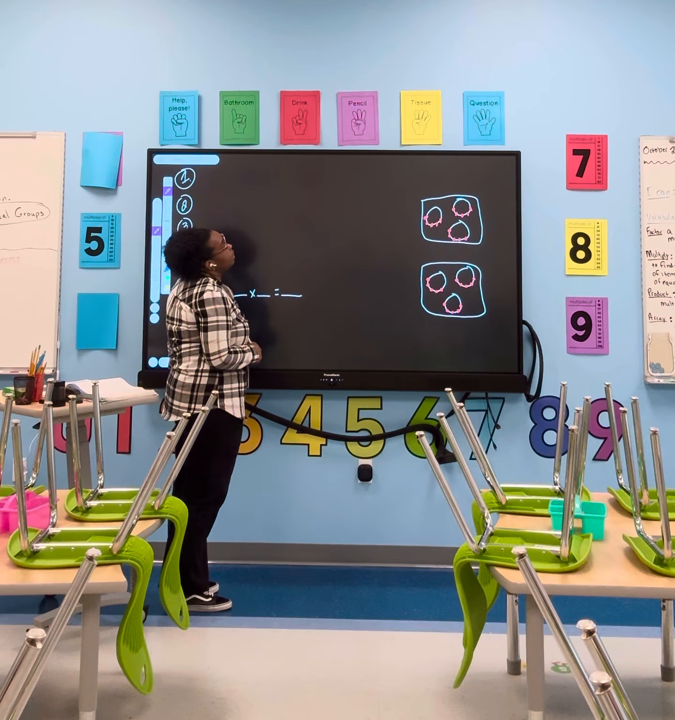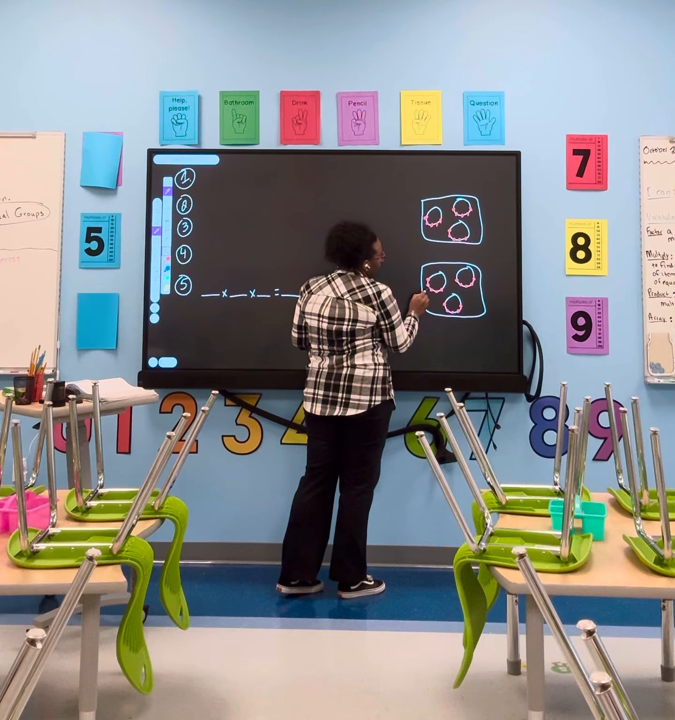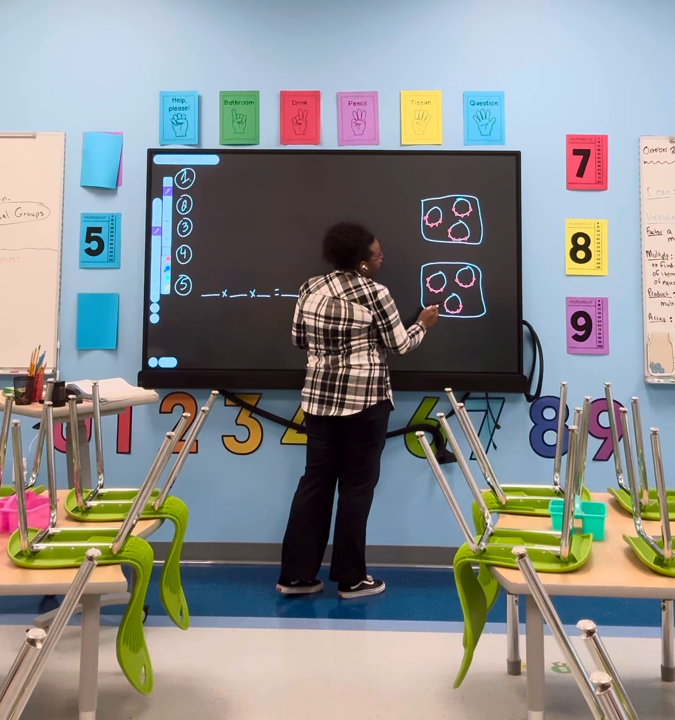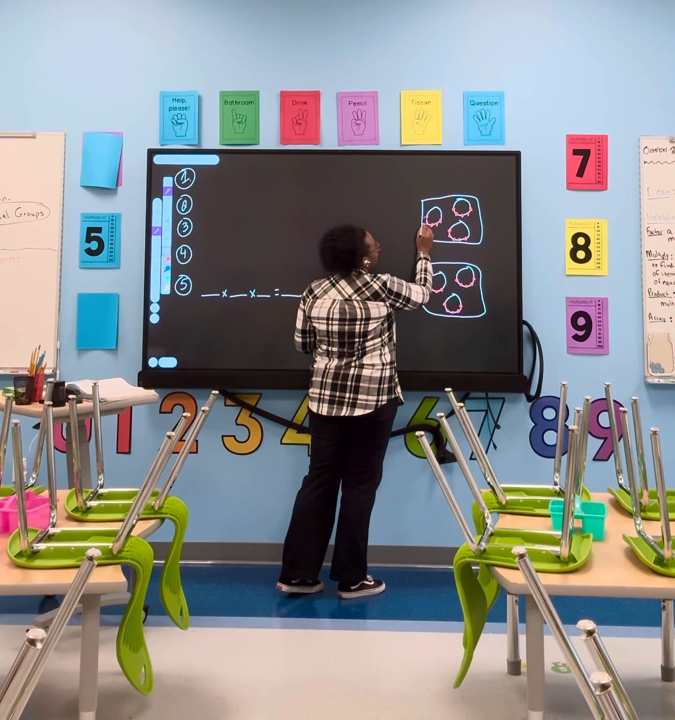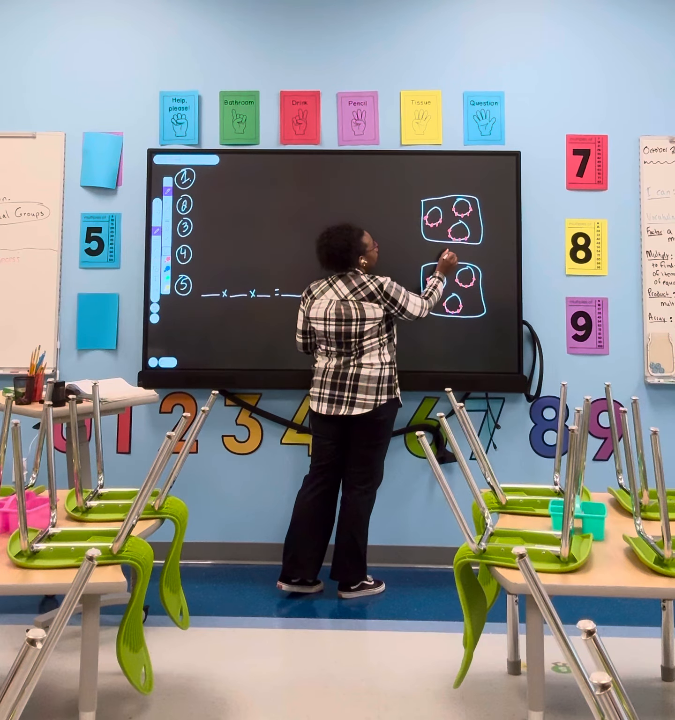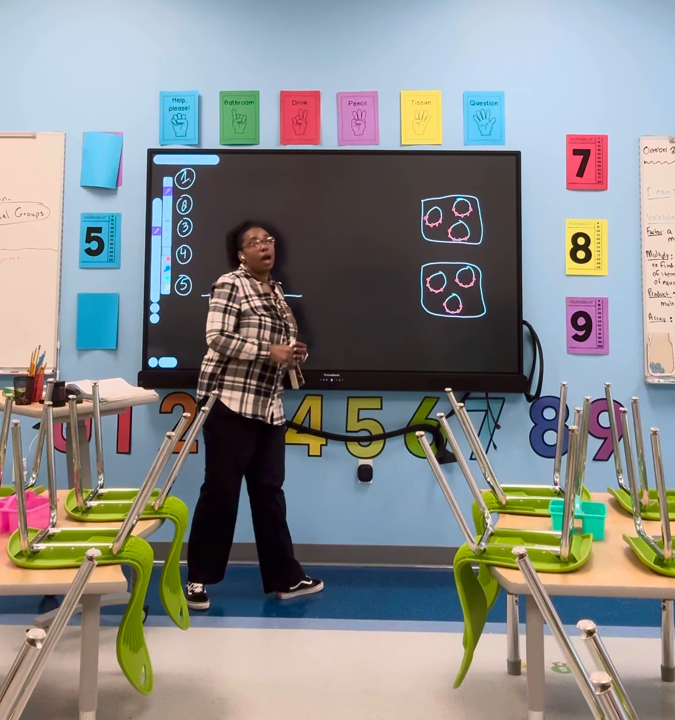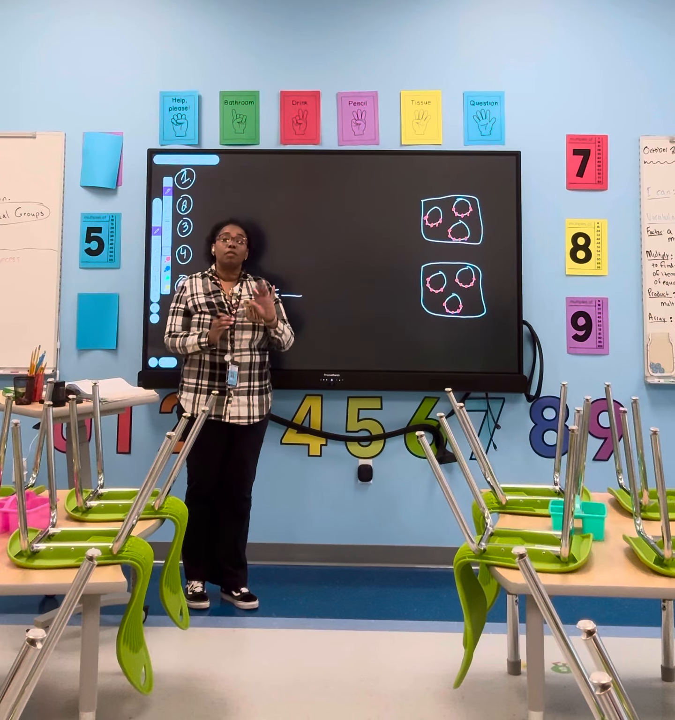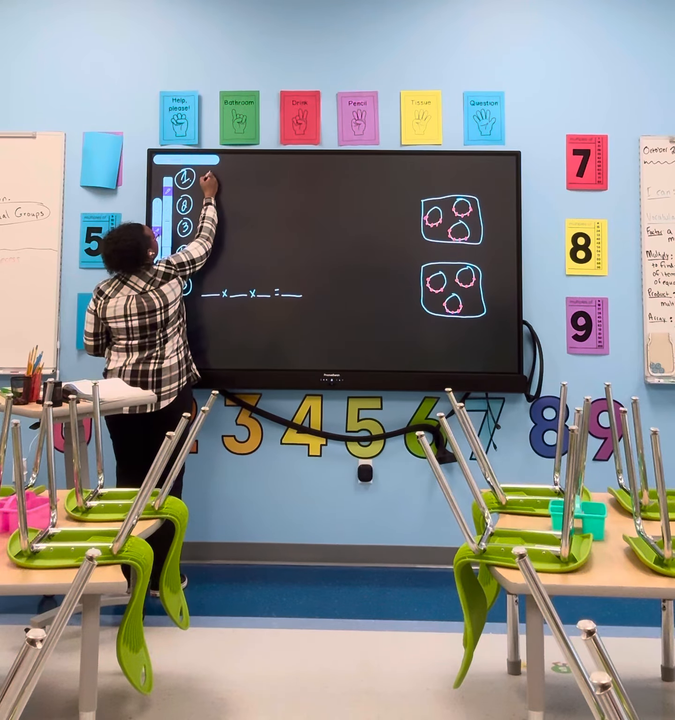If I look at her bracelets and count the beads, I have 1, 2, 3, 4, 5. Each bracelet has 1, 2, 3, 4, 5. So Kelly has 5 beads on each bracelet, and I'm going to put 5.